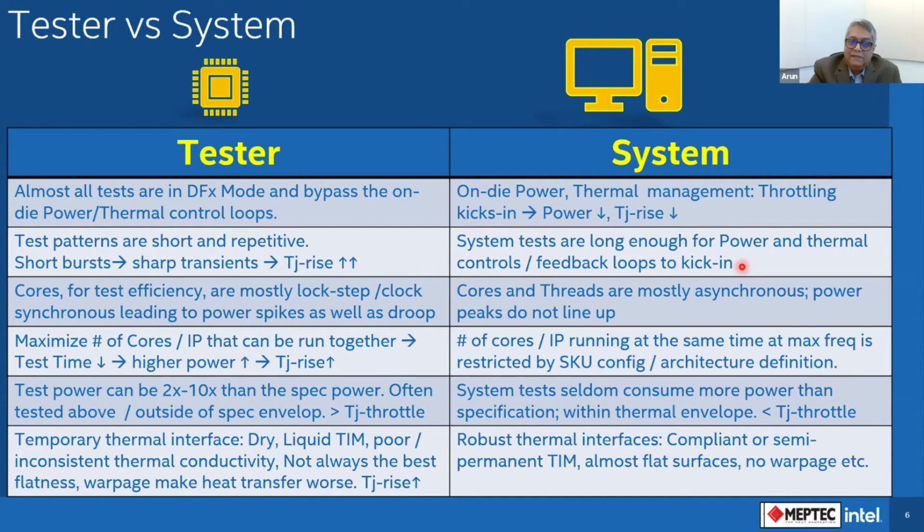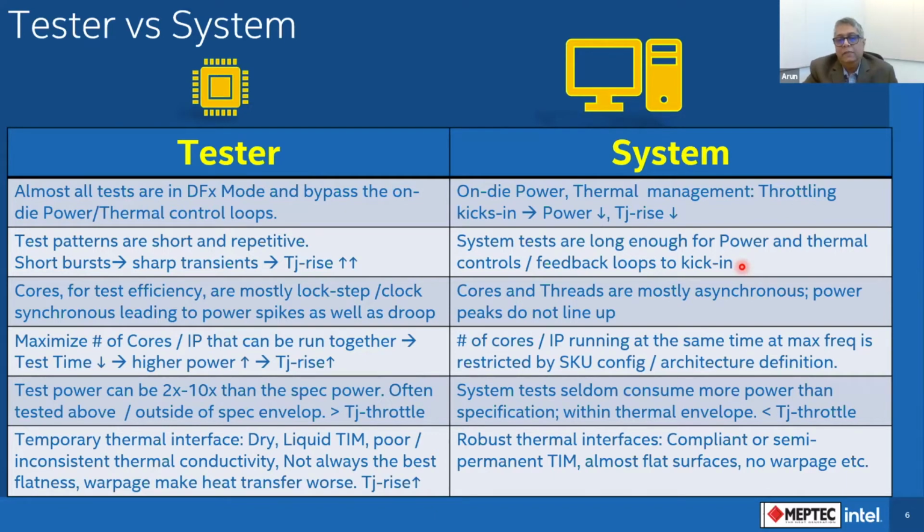And in order to maximize our core and IP testing, we run them together because economy is the king, and we end up having high power test in the tester. But in the case of system, the number of cores running is limited by the SKU or stock keeping unit configuration or architectural definition. Means if you're running turbo, you run one core, and if you're running 2-core turbo, you run 2-core. You don't run all the cores and all the EUs at the same time at the topmost frequency, right? Test power can be 2 to 10x of the spec power.